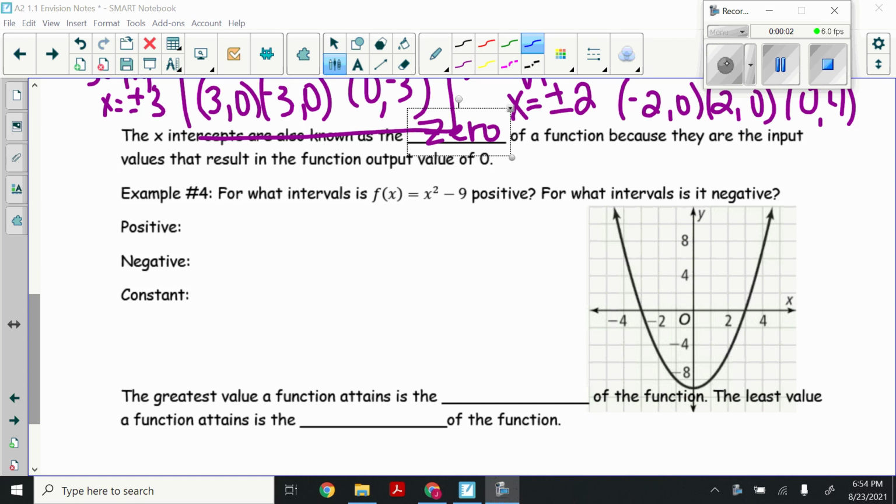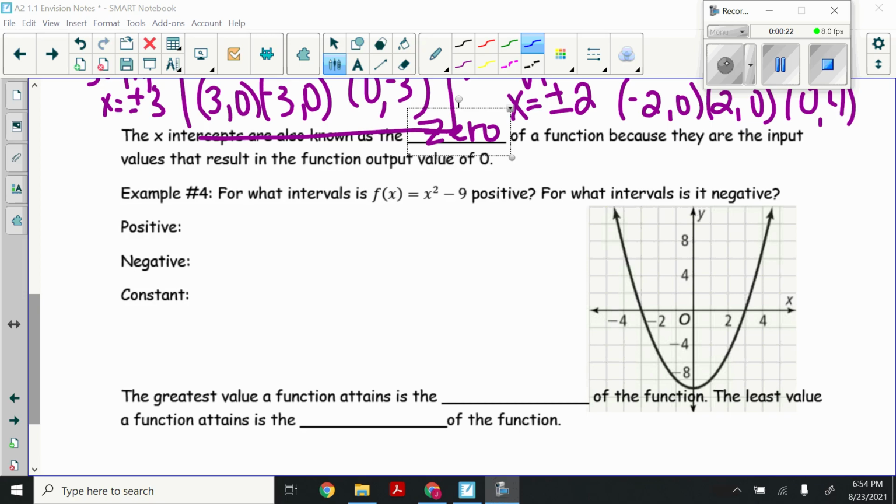All right, so today in Algebra 2, we're going to finish up our section 1.1 notes. We stopped here at example number 4 yesterday, so we're going to pick up here. Example number 4 says, for what intervals is f of x equals x squared minus 9 positive? For what intervals is it negative?